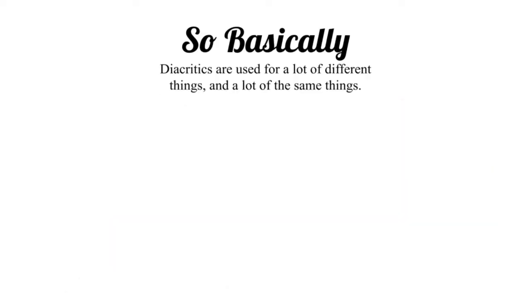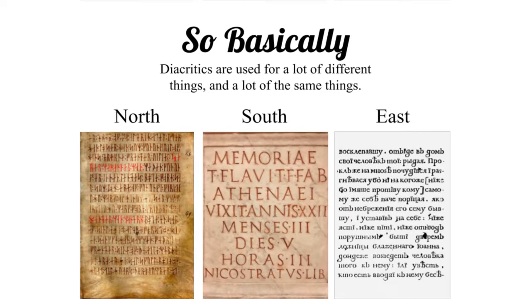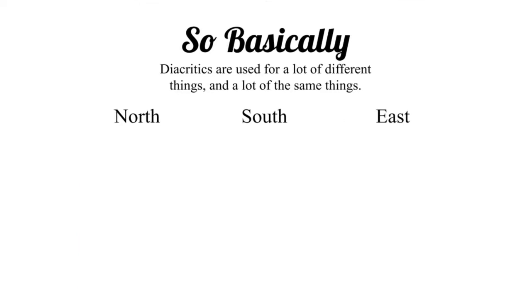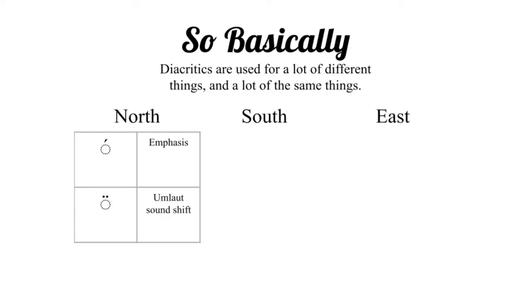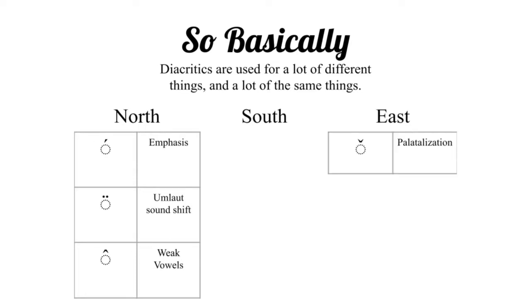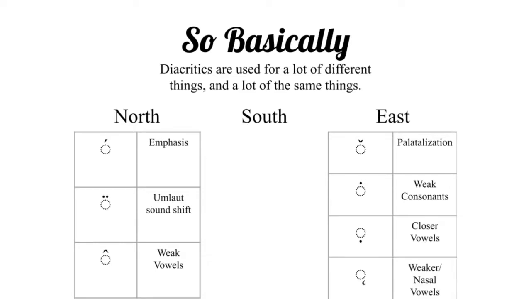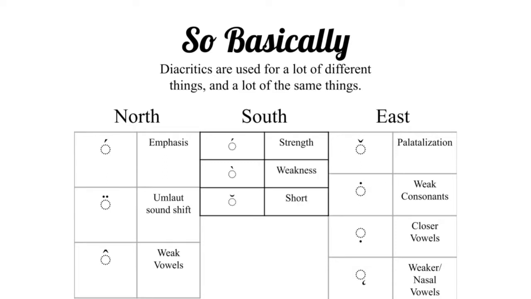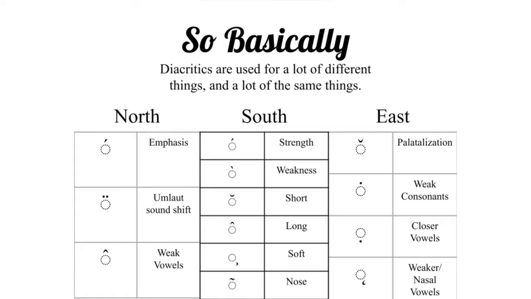So basically, there's a lot of diacritical overlap caused by different regions using different writing systems. There are basically three collections, north, east, and south. In the north one, we use acute for emphasis, umlaut for fronting, and circumflex to distinguish weaker vowels. In the east, they use caron for palatalizing, overdot for weaker consonants, underdot for closer vowels, and ogonek for more open or nasal vowels. Finally, in the south, they use acute for strength, grave for weakness, breve for shortness, circumflex for length, cedilla for palatalizing and softening, and tilde for nasalization.